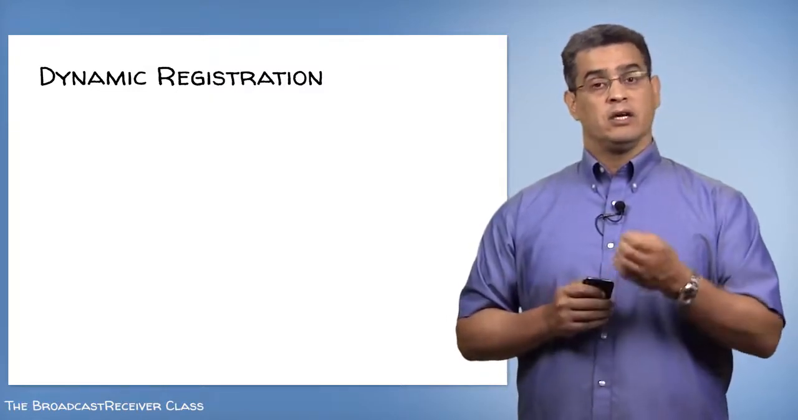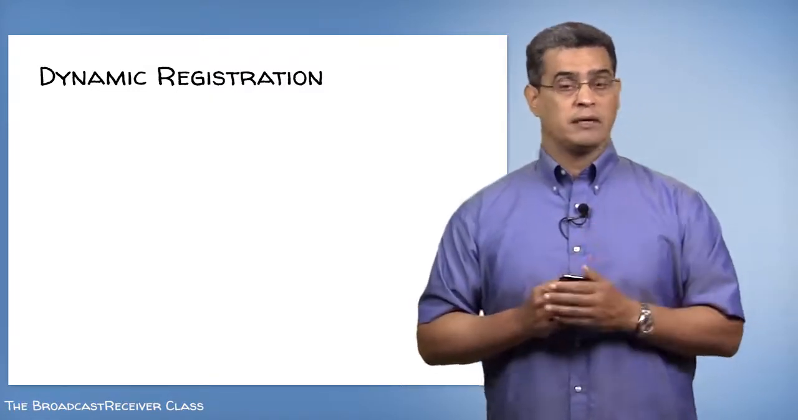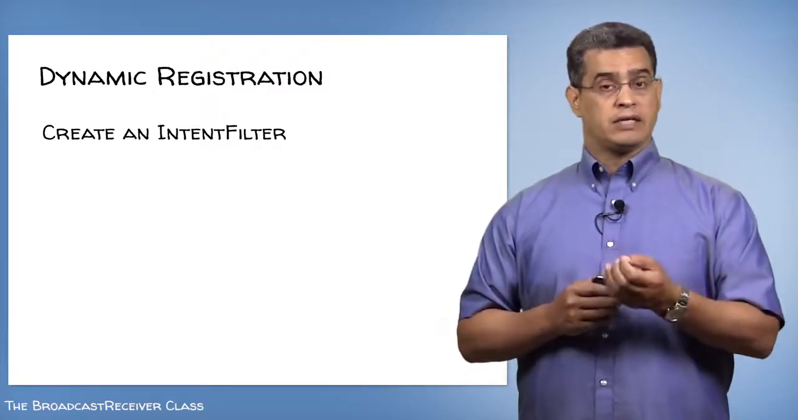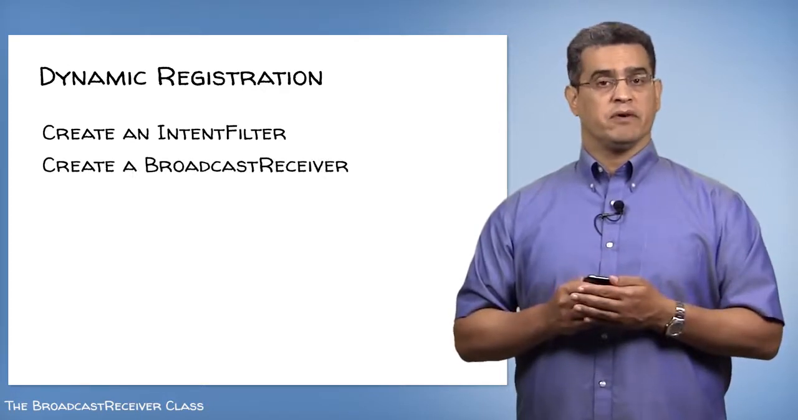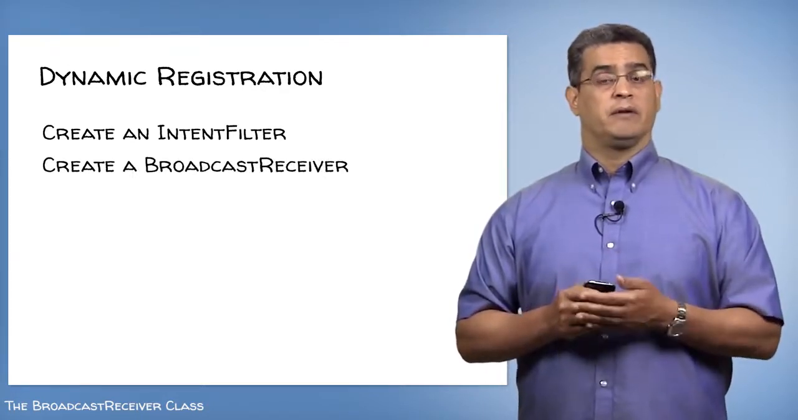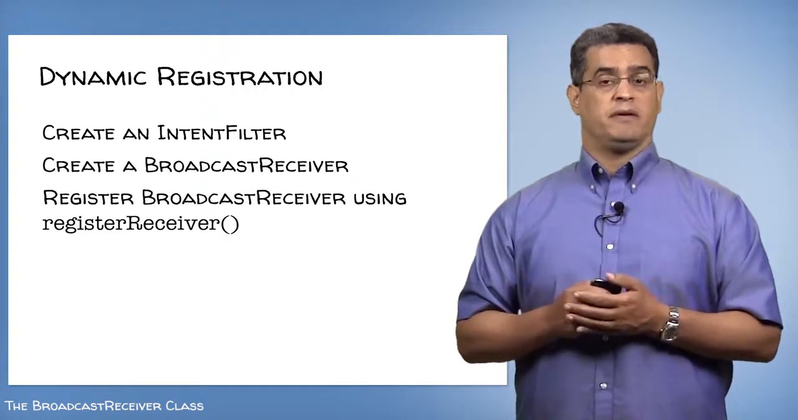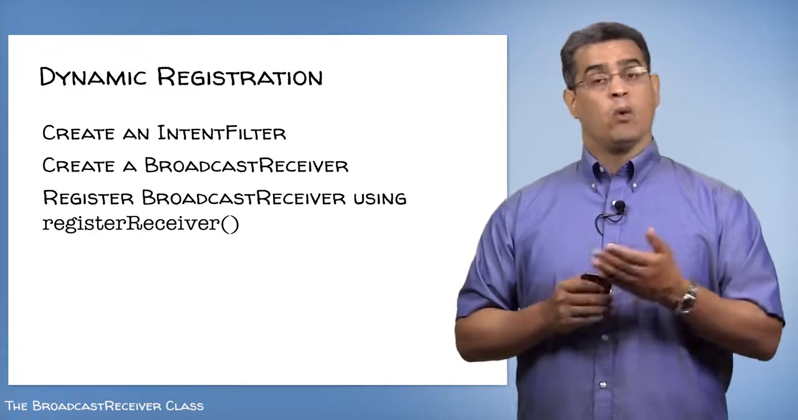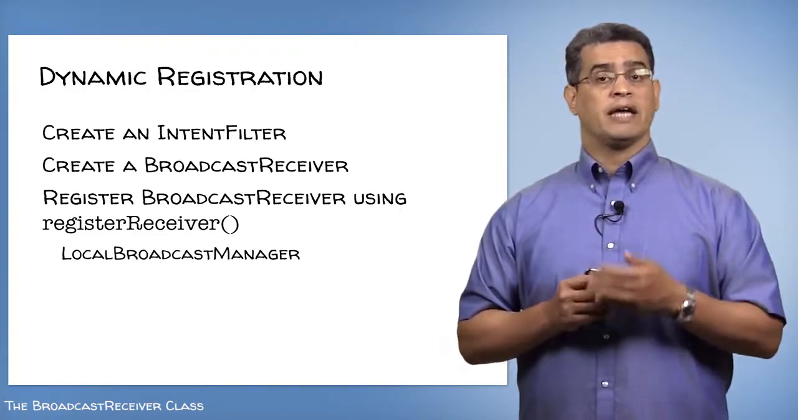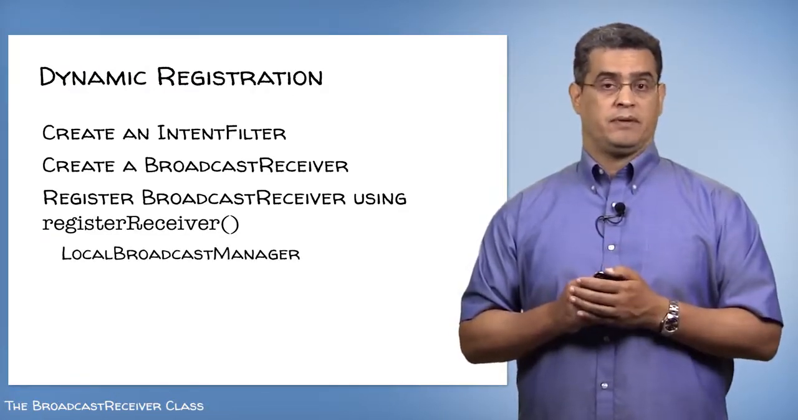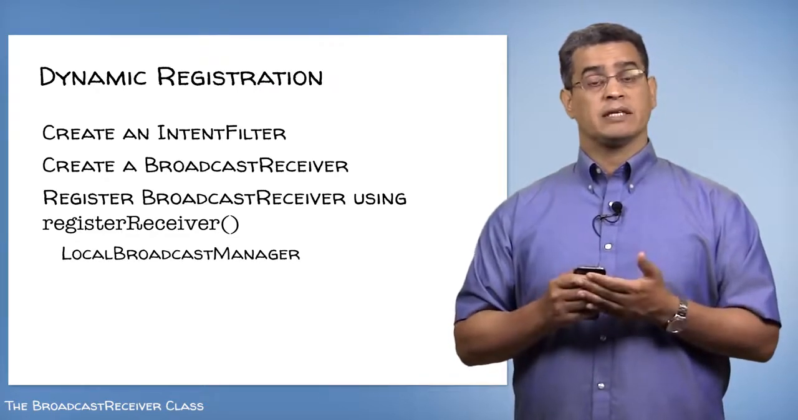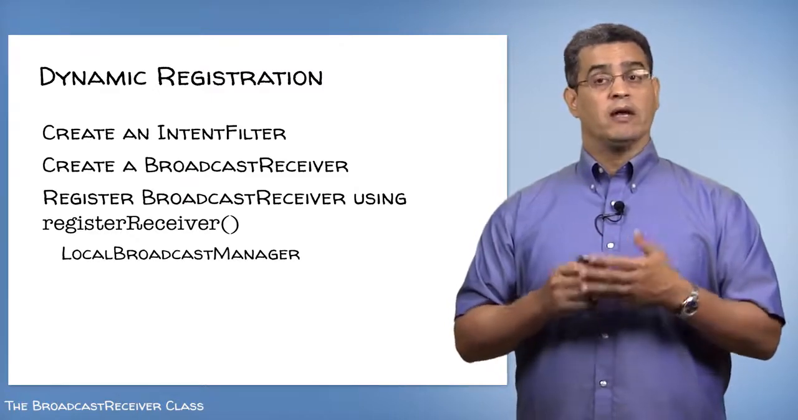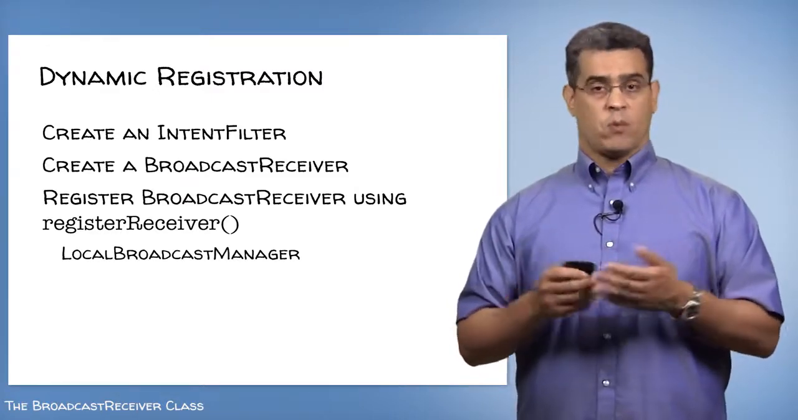And to do this, you'll first create an intent filter object specifying the intents that you want to register for. Next, you create the broadcast receiver, and then you register it by calling a register receiver method. And there are different implementations of this method. One is in the local broadcast manager class. And this one is for broadcasts that are meant only for this application. And therefore, they don't need to be broadcast system-wide.